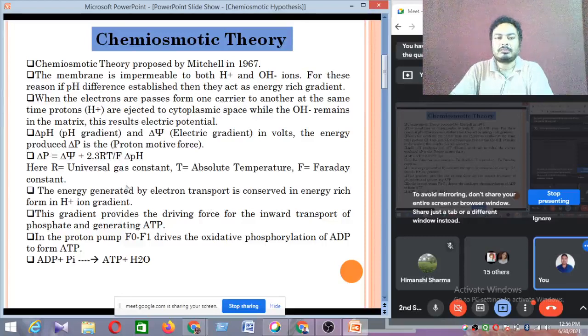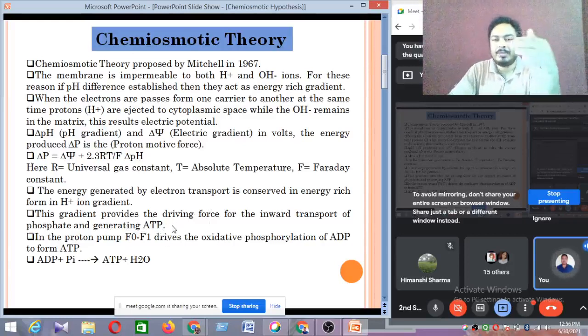Then you can see, as I already said, the energy liberated due to this electric gradient is captured by the H plus molecules. That's why the H plus molecules become energy-rich molecules, because they capture the energy released by the electric gradient. And then this electric gradient provides for the formation of ATP molecules.